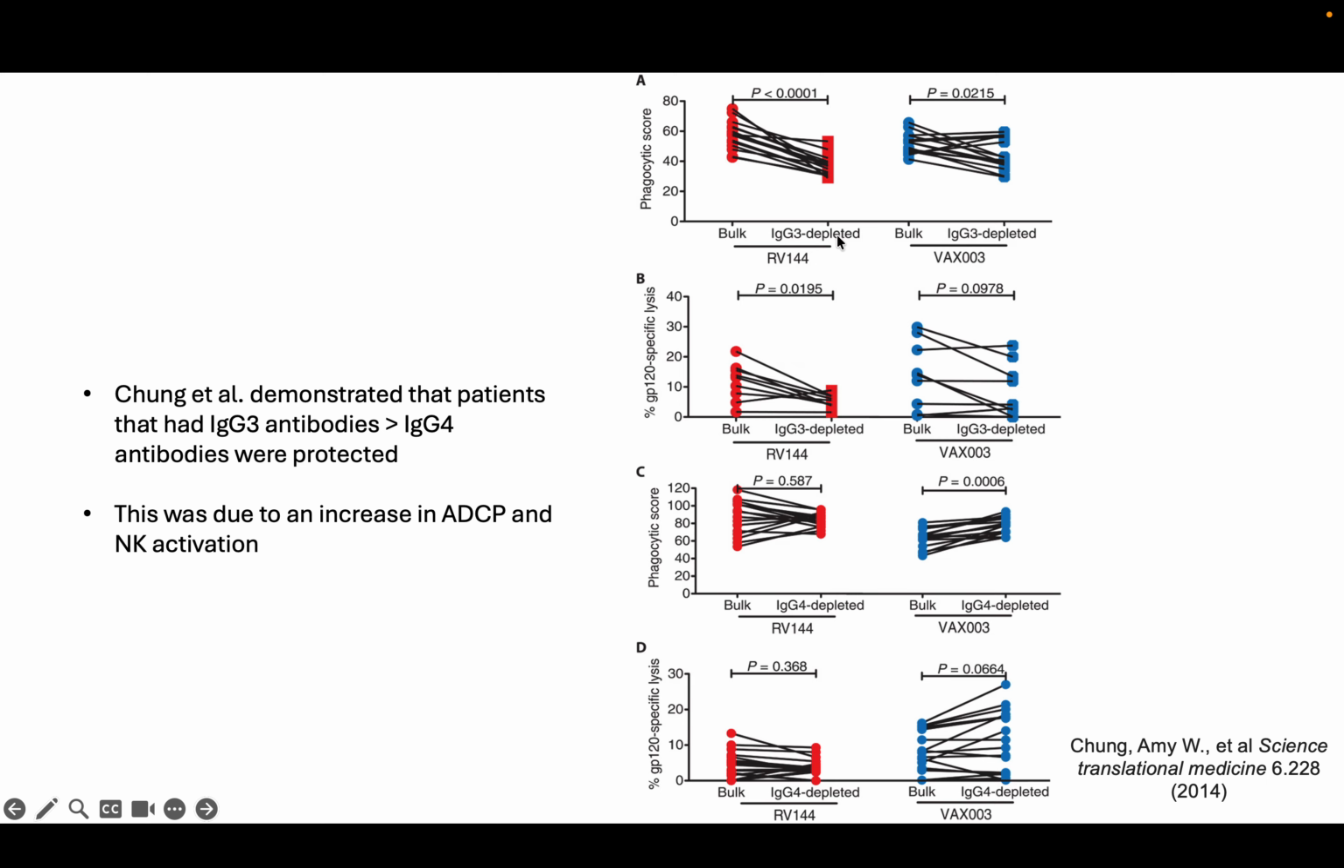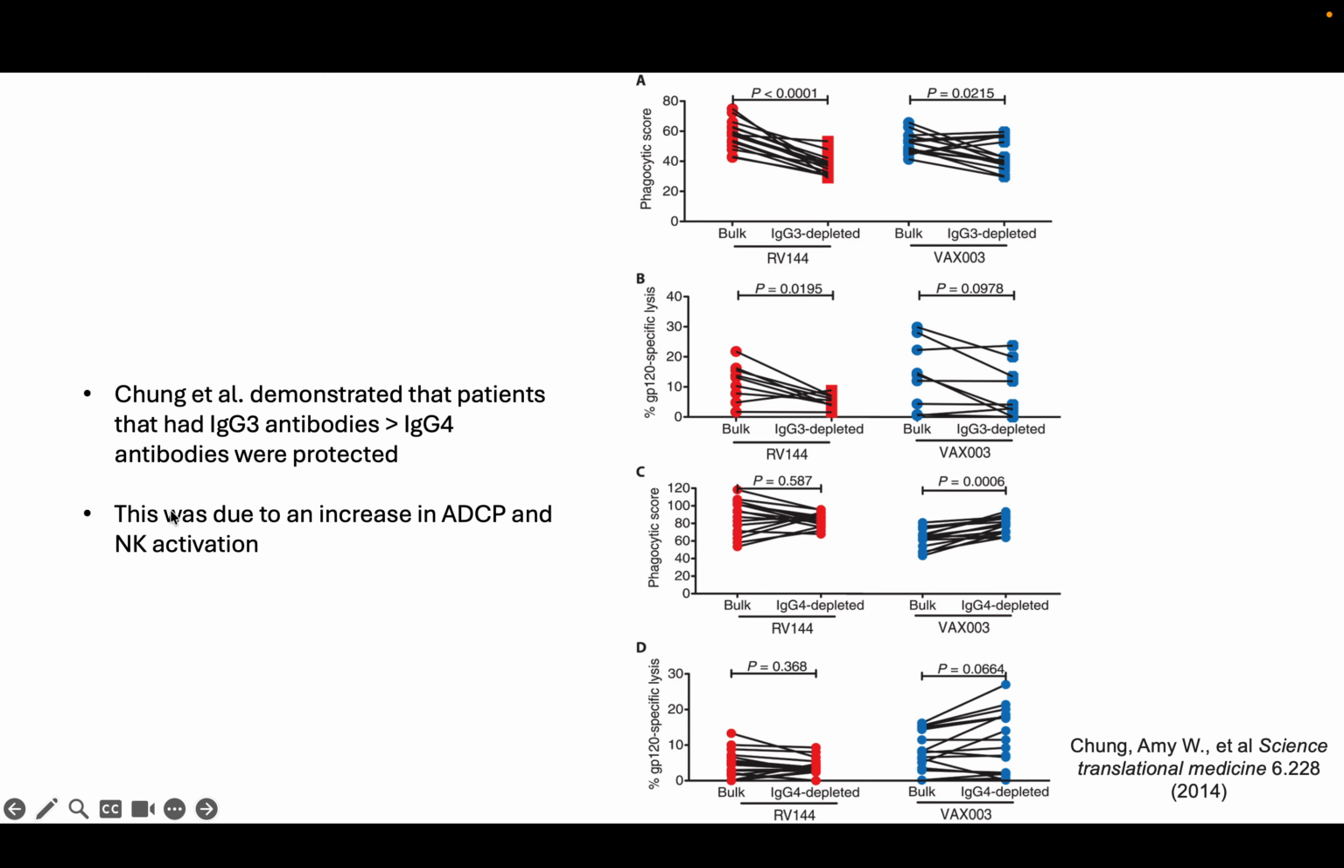So when she depleted IgG3, when she removed IgG3, there was no phagocytosis. And then when she removed IgG3, there was no specific lysis of infected cells, so no NK cell killing at all. So when you removed IgG3, there was no phagocytosis and no NK cell killing. When you removed IgG4, nothing really happened, honestly. Even better, in the case of VAX003, there was more phagocytosis and much more killing by NK cells.